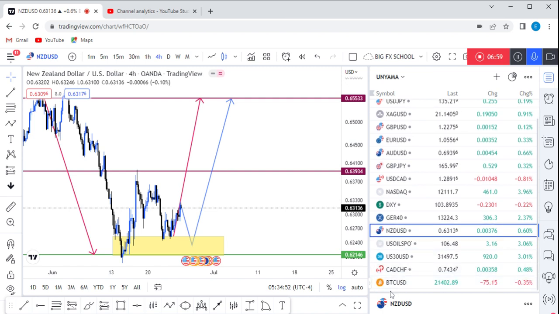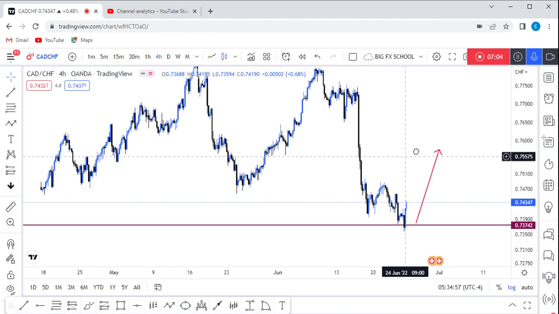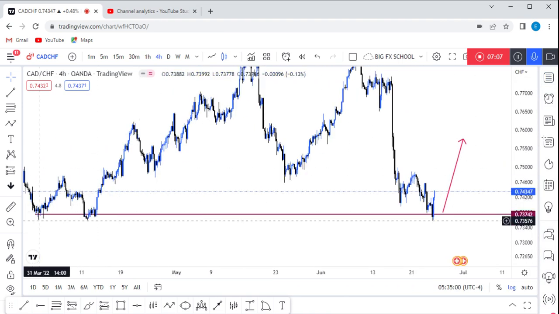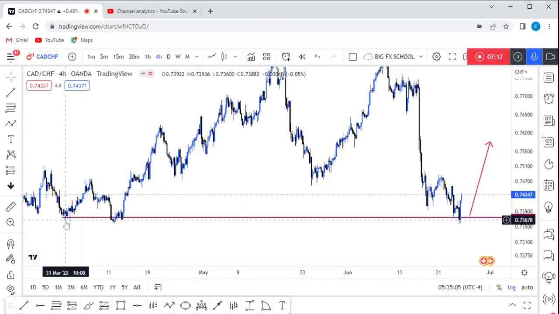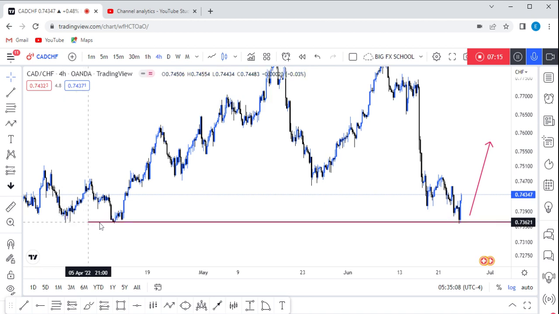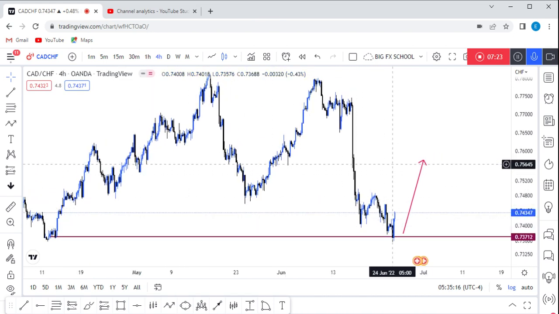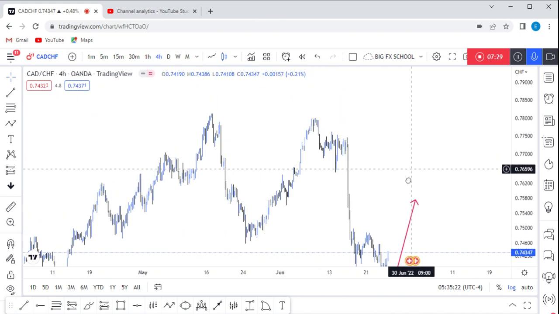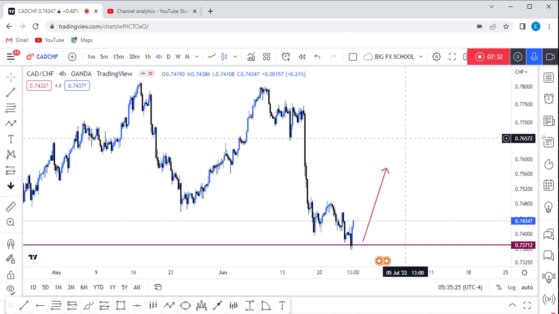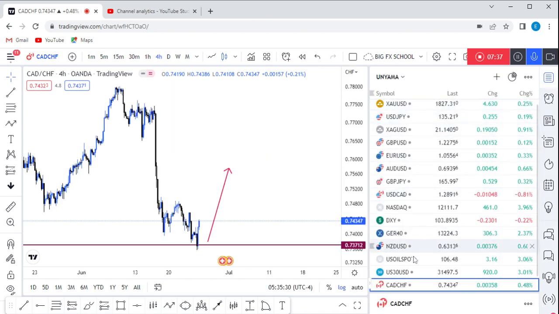Another setup, CAD/CHF. We forecasted it to reach this invalidation level so that it can go up. As you can see, the market is at the entry now. If you are not in the trade, you may wait for the market to give you a good structure so that you can go long. Okay, we are buying CAD/CHF. We must take the buy setup.